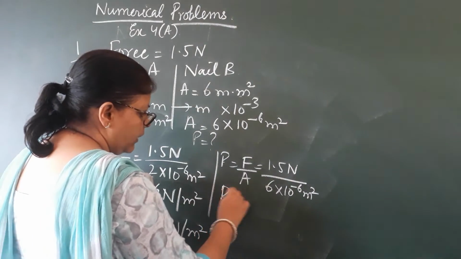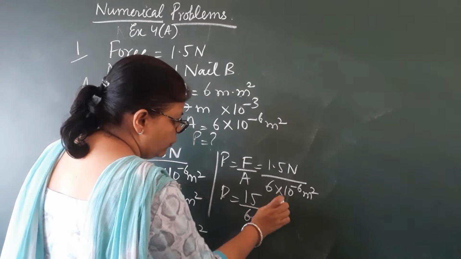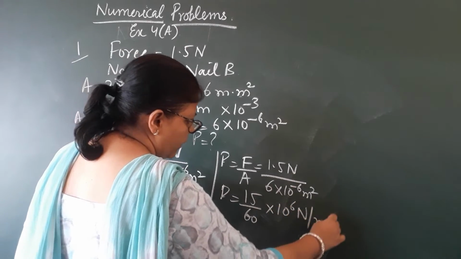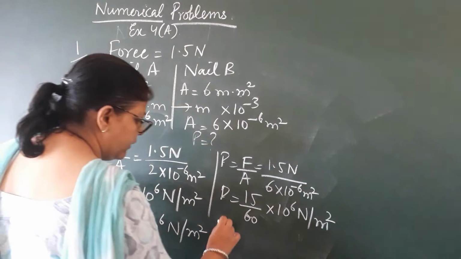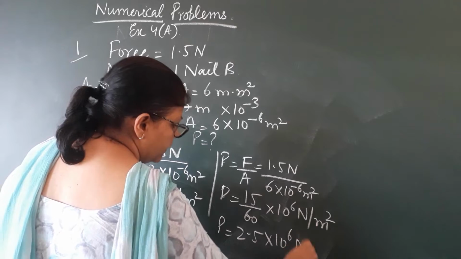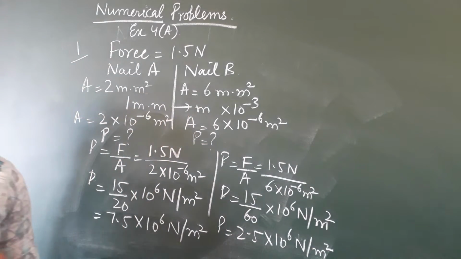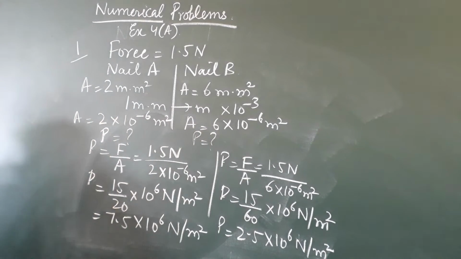And for the second one, it is 15 upon 60 into, we bring the 10 to the power minus 6 up, it becomes 10 to the power plus 6 newton per meter square. And when we calculate the answer, we get 2.5 as the pressure here: 2.5 into 10 to the power 6 newton per meter square. So this is numerical 1. Just have a look at it. In the meantime, I am going to solve the second numerical problem.